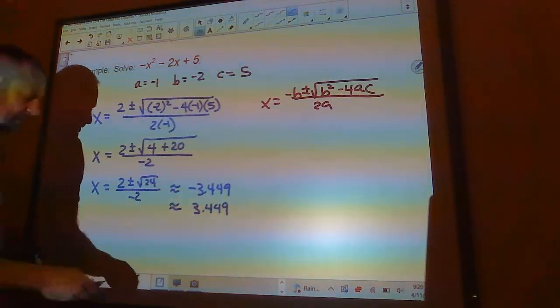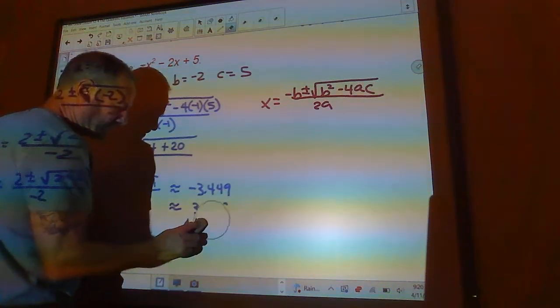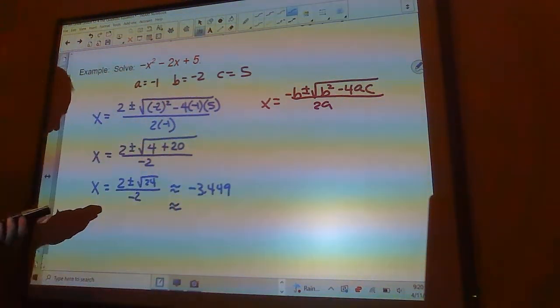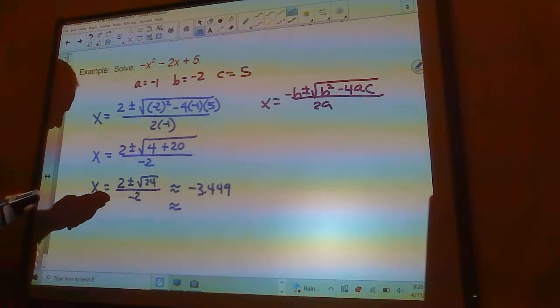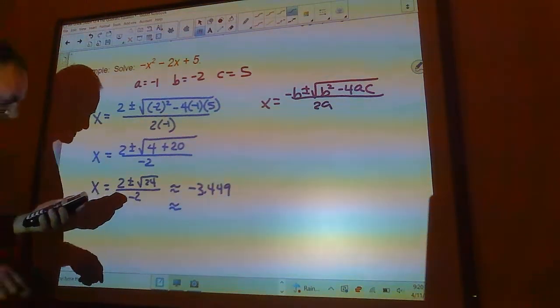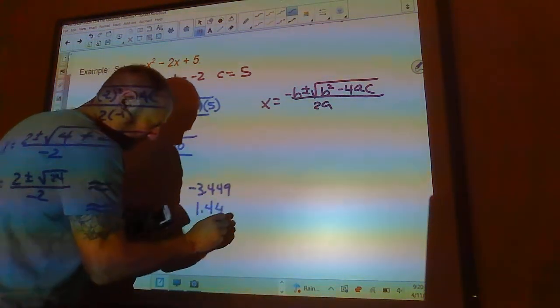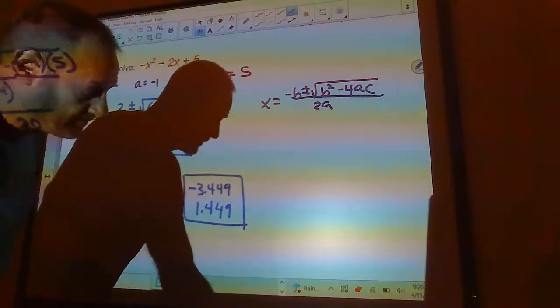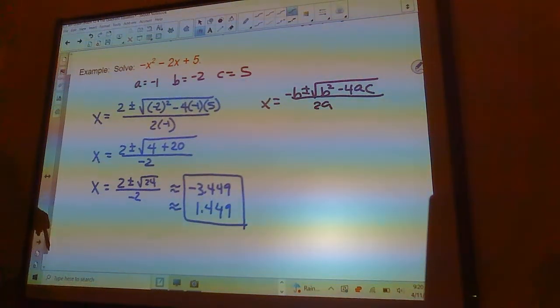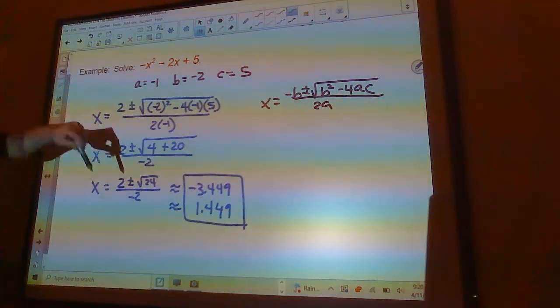Oops, nope, I made a mistake. I knew that wasn't right. Sorry for the pause there. I typed that into my calculator wrong. Let's try it again. 2 minus the square root of 24. I put negative 2 last time. Divided by negative 2. That comes out to be 1.449. Okay, so that's better. Okay, again, you're not going to find those two answers on a graph.